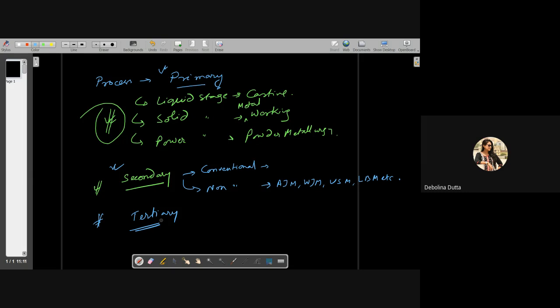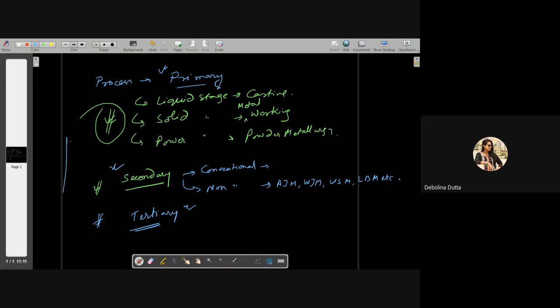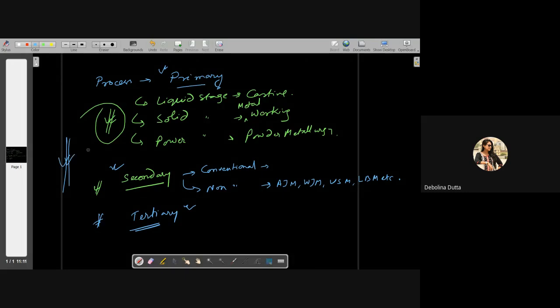Tertiary manufacturing process becomes a bit specific. If somebody goes for higher study in the manufacturing area, then he or she can know about the tertiary manufacturing processes. Okay, that's it. So this is a recapitulation of what we have already read about.